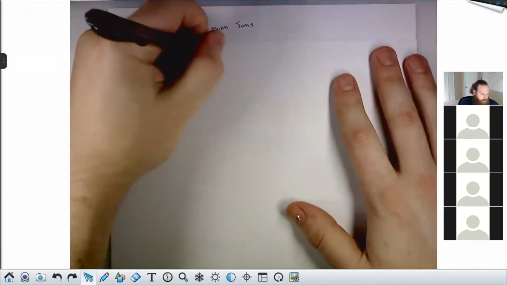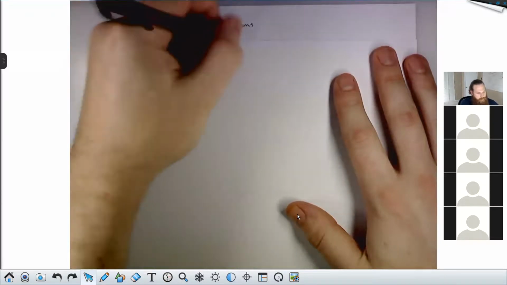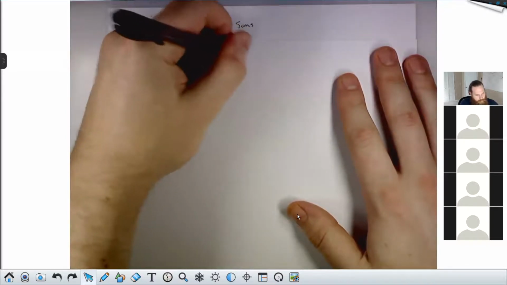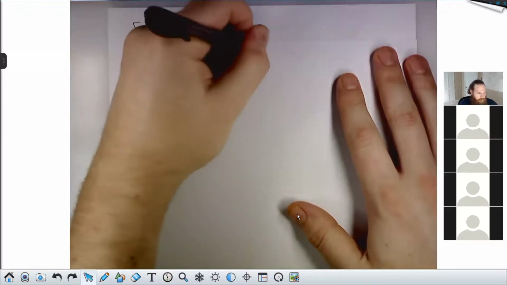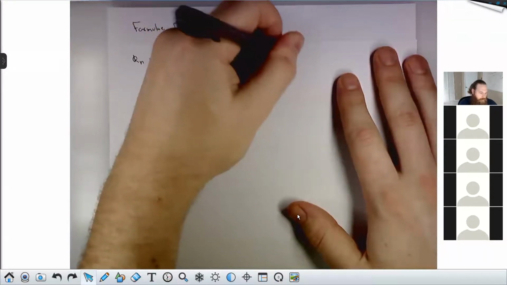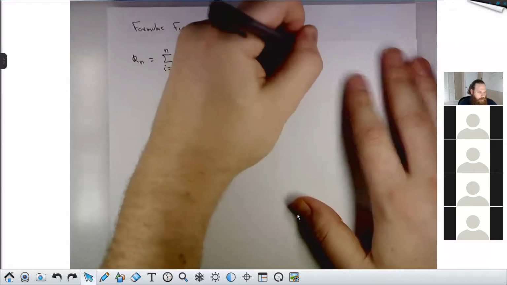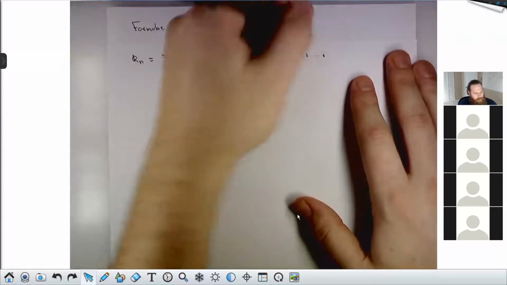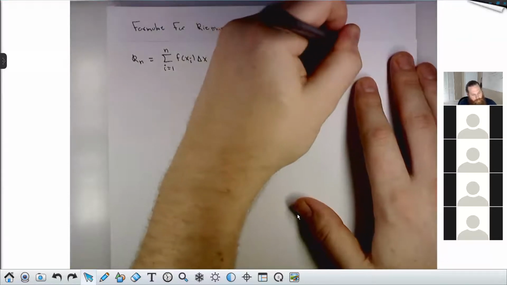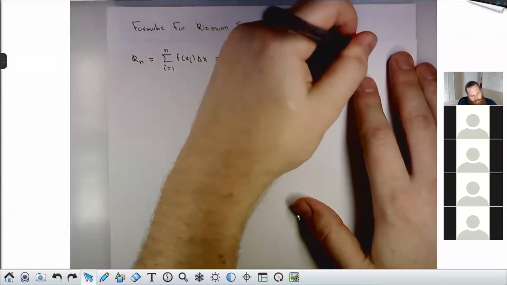And if you want to write that out without the sigma notation, that is f of x1 plus f of x2 plus f of x3 plus all the way out to f of xn, times delta x.